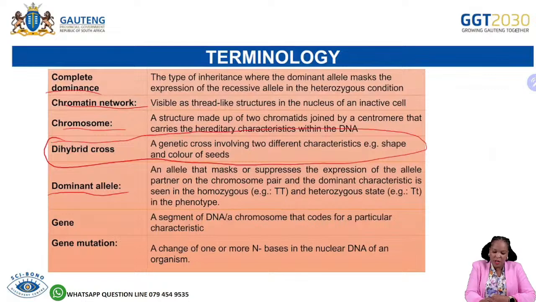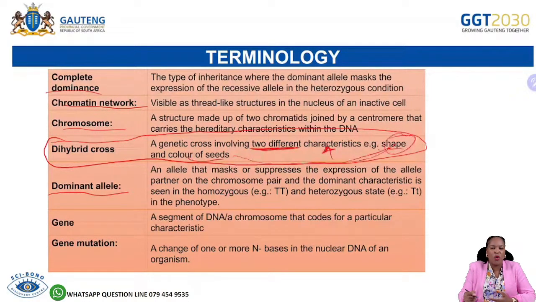A dihybrid cross can be regarded as a genetic cross involving two different characteristics. For example, you can look at the shape and the color of seeds. So these two things are two characteristics. Remember last week when we were looking at our work, we were only looking at one characteristic at a time. If it was shape, we would only look at the inheritance of shape in a particular species or organism.